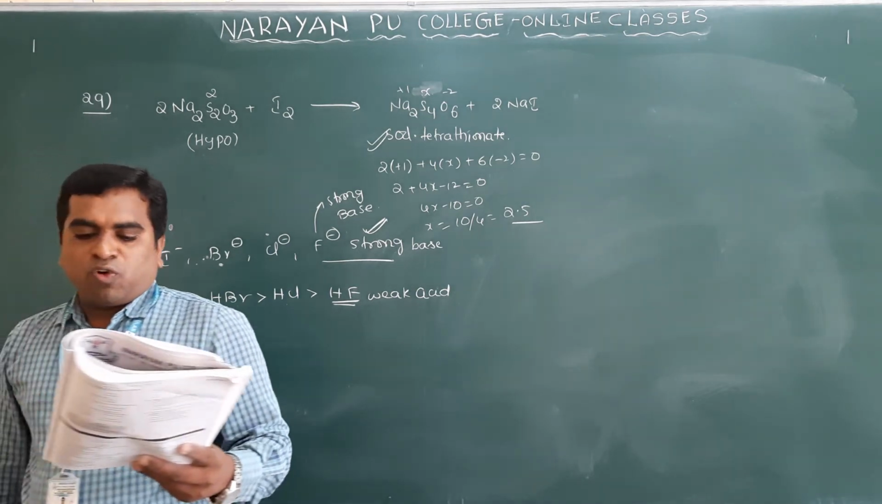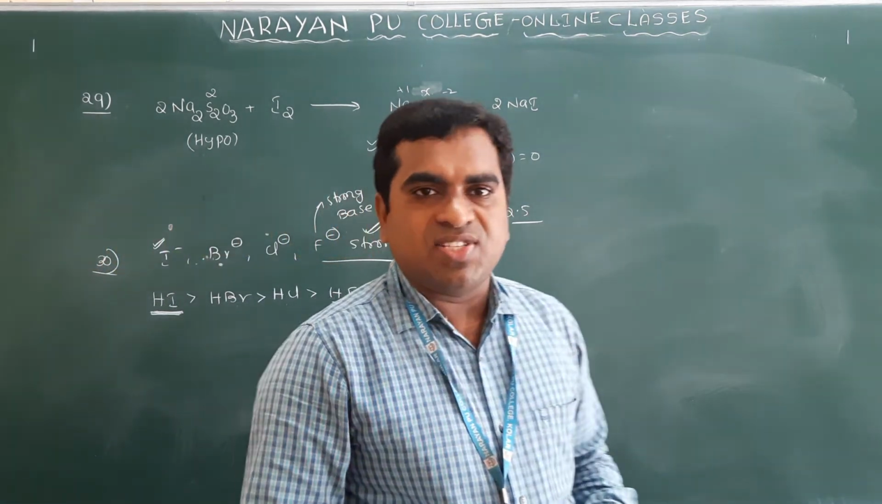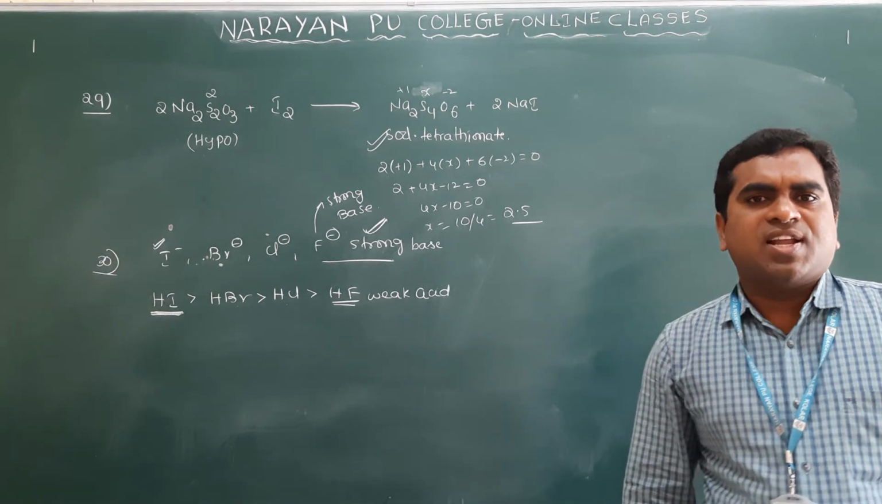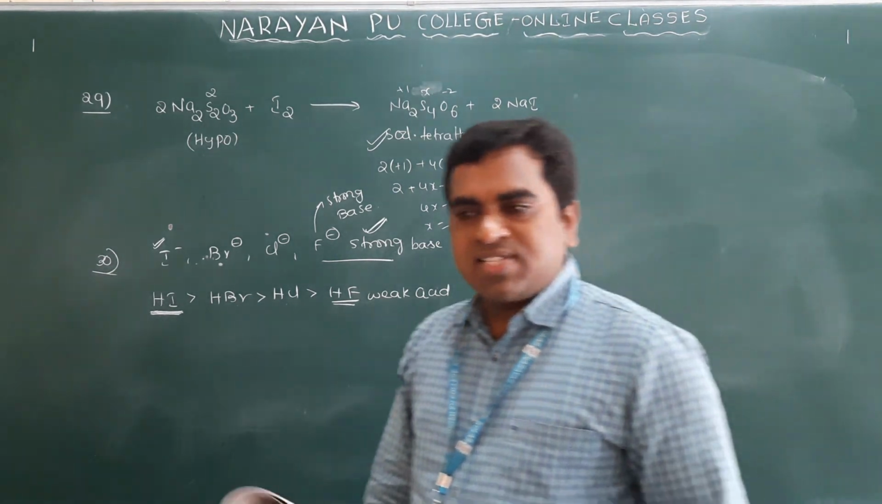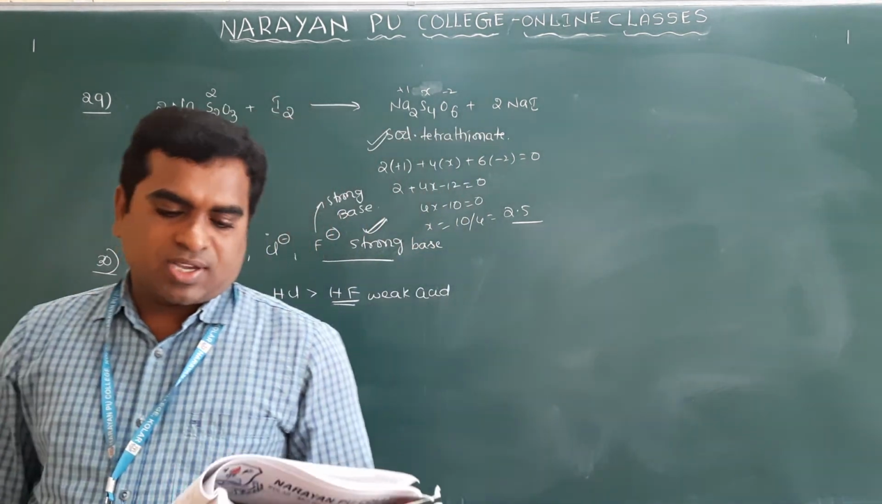33. Which of the following is the strongest oxidizing agent? Which one is the strongest oxidizing agent? Fluorine is the strongest oxidizing agent among the halogens. Clear now? Next one.